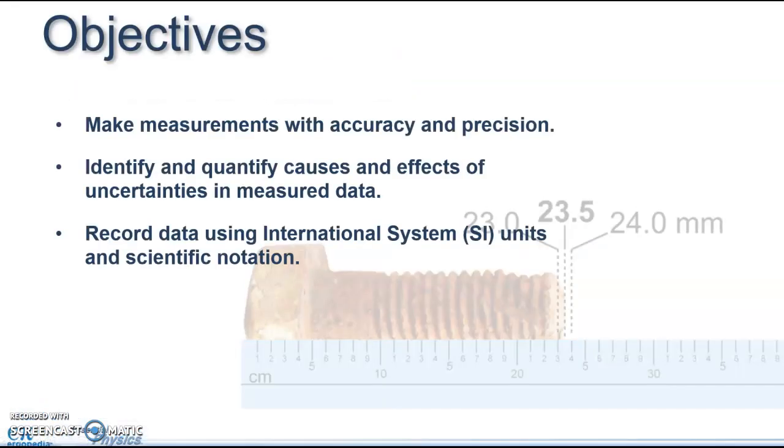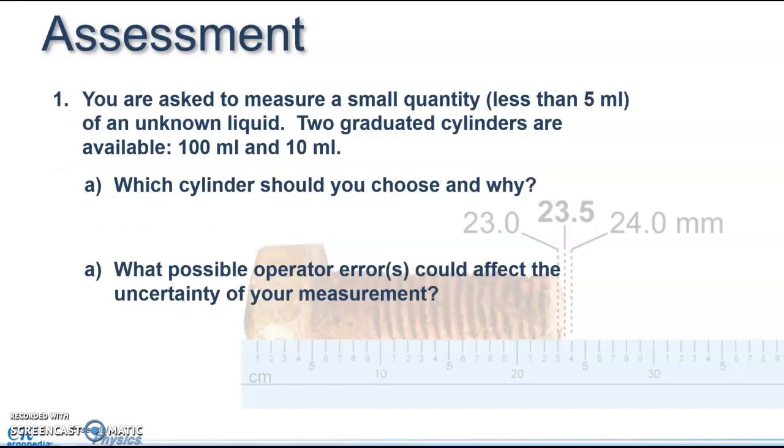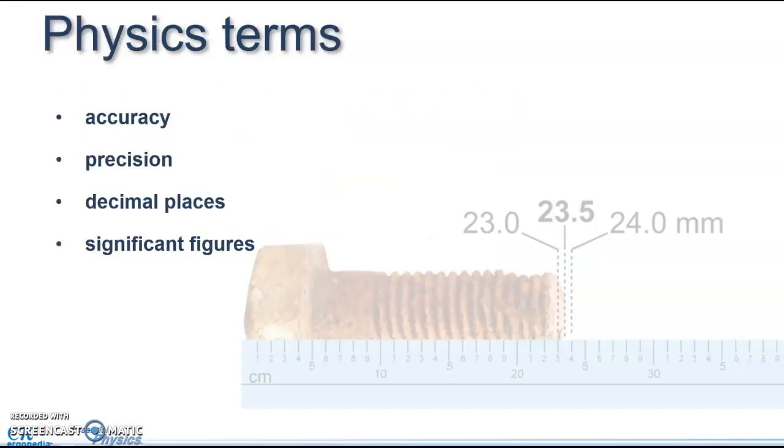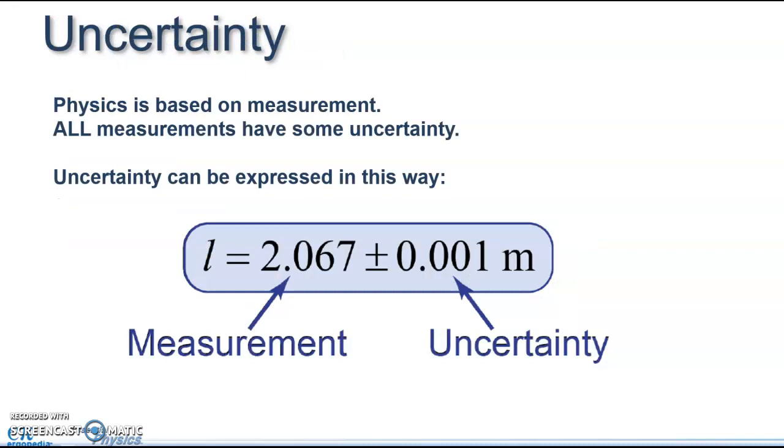Alright, so we're going to learn how to make measurements with accuracy and precision, identify and quantify uncertainties, and we're going to use the metric or international system of units in scientific notation. Alright, so here's the assessment questions that we'll address later. And we'll talk about accuracy, precision, decimal places, and significant figures in this lesson.